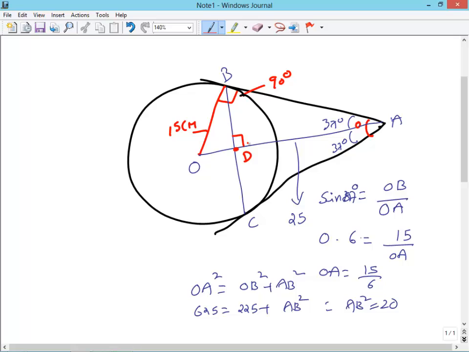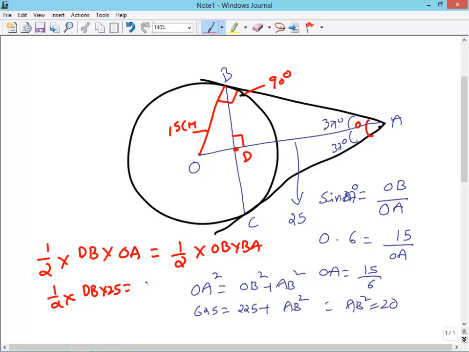Now observe this in triangle OAB. BD is the altitude. Now you can find the length of that altitude. The area is half into DB into OA, which is equal to half into OB into BA. So what is DB? No idea. What is OA? It is 25. So half into DB into 25 is equal to half into 15 into 20.